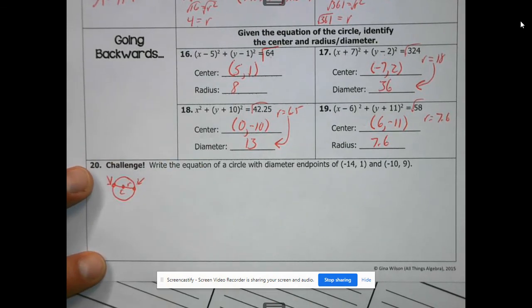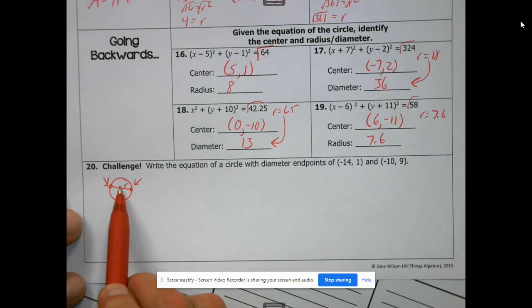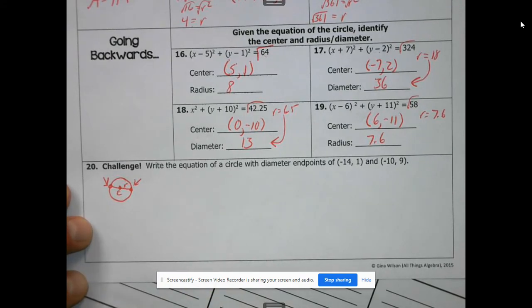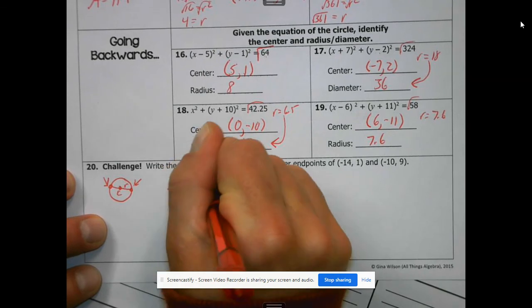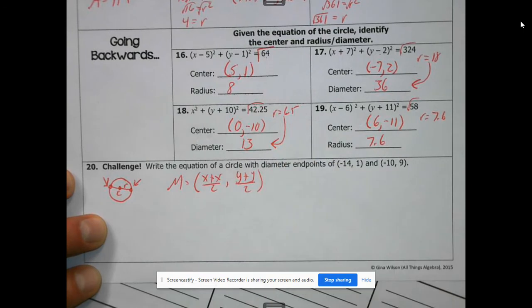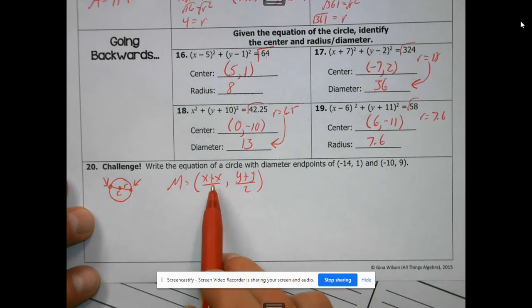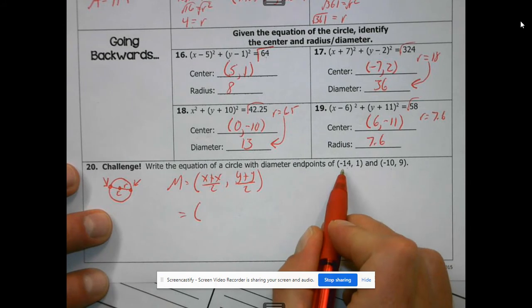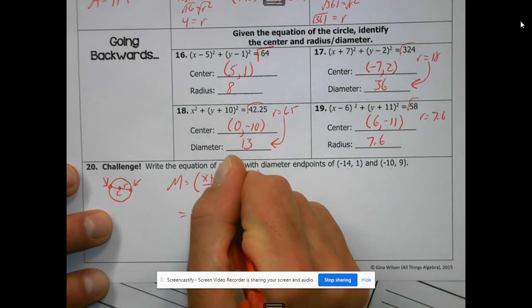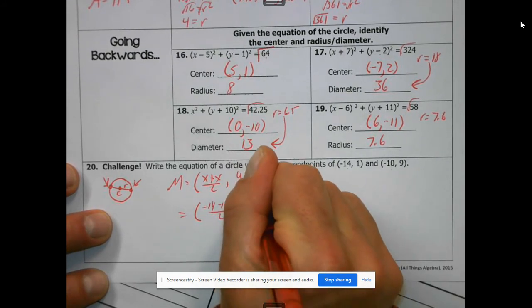Center first, right? If I give you 2 endpoints, to find the middle piece or the midpoint, you have to use the midpoint formula, right? So recall back from semester 1, your midpoint formula. You add the x's, divide by 2. Add the y's, divide by 2, right? So to find center, use these 2 points, plug in the midpoint formula, then you will have the center. So if I do that, x's are negative 14, negative 10. Divide by 2. The y's are 1 and 9. Divide by 2.